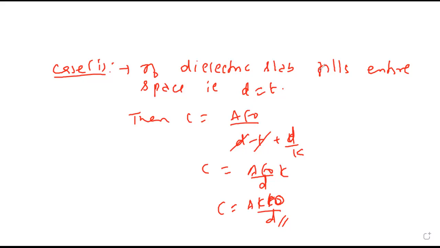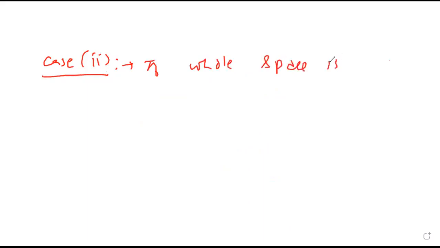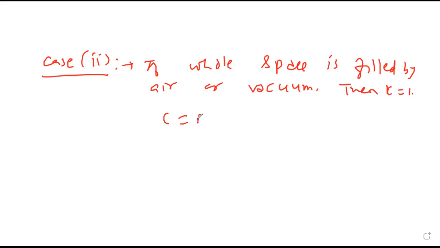Okay, case 2. If the whole space is filled by air or vacuum, then K equals 1. So C will become A into 1 epsilon naught by d, which is A epsilon naught by d. Right.